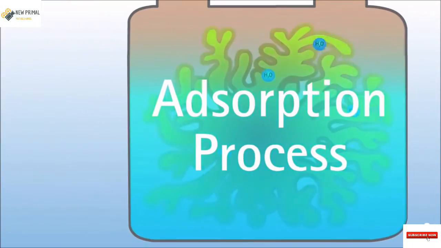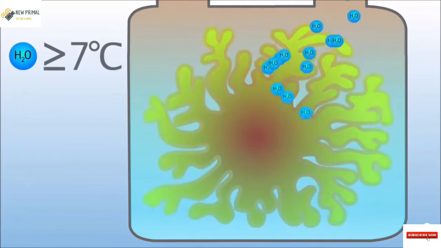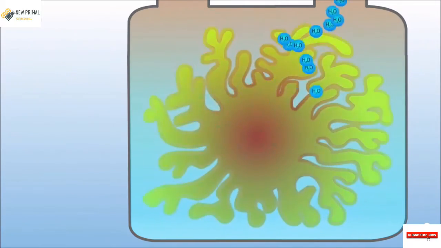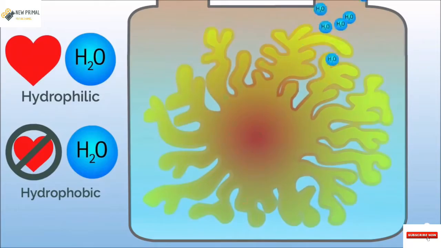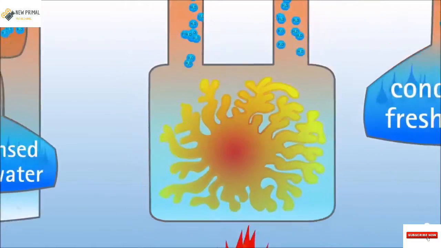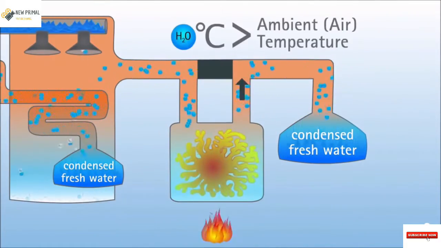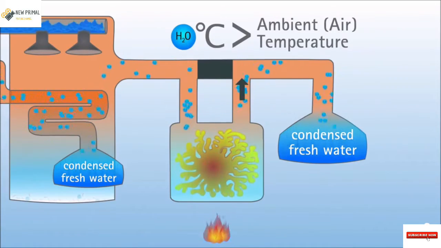The system is composed of a silica gel that easily adsorbs water vapor as cool as 7 degrees Celsius. But this gel has unique properties that allow it to be both hydrophilic and hydrophobic, depending on the temperature. At cool temperatures, the gel adsorbs the water, but when heated up, it releases the water again at temperatures above ambient temperatures so that it can condense in the final stage.